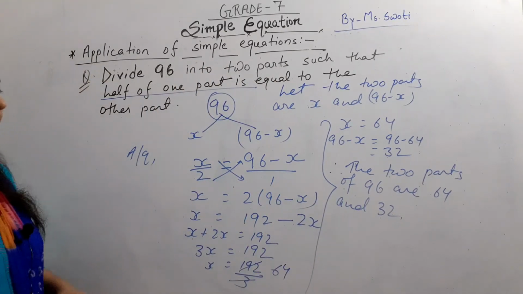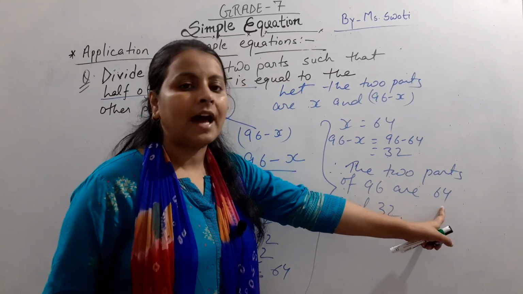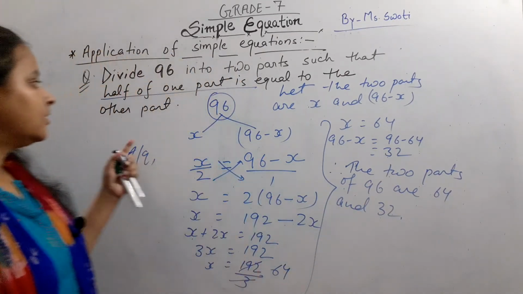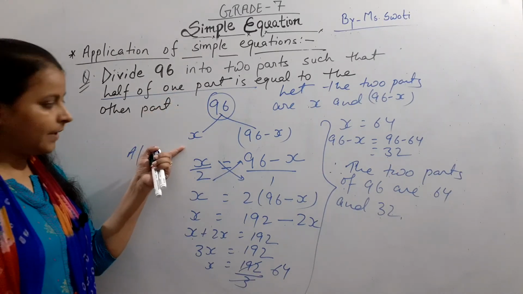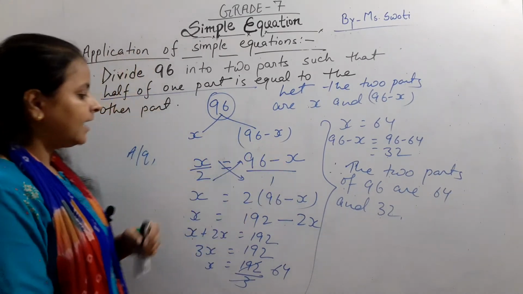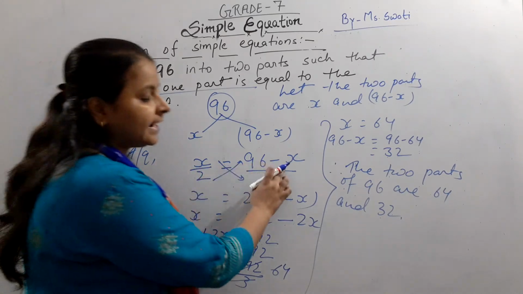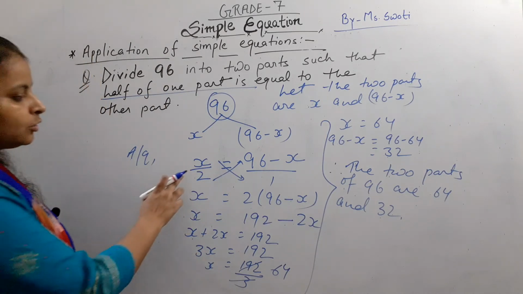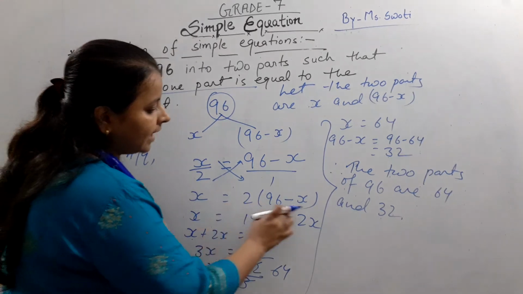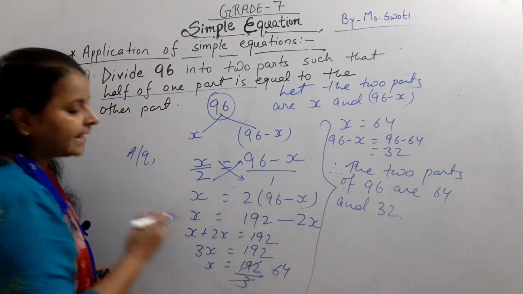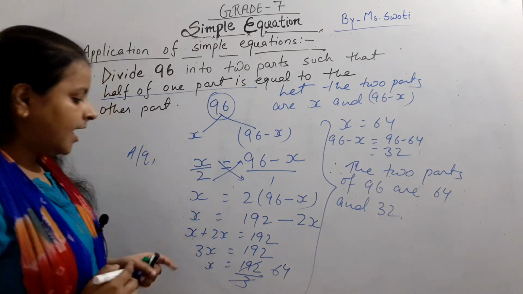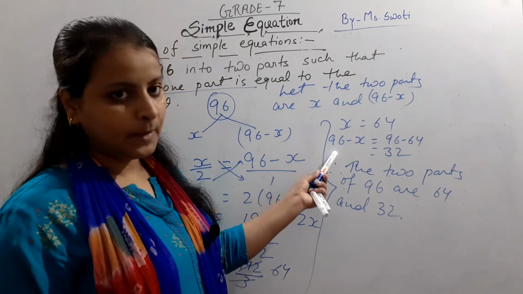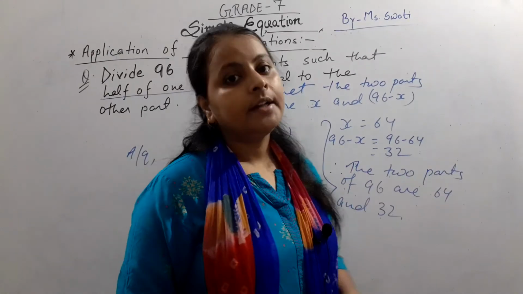Now we see here that half of the first part, 64, half of 64 we get 32, which is equal to the second part. So what we do here, first we suppose that the two parts are x and 96 minus x. Now half of the first part is equal to the second part, that is 96 minus x. Now we apply here cross multiplication method. So x becomes 2 into 96 minus x. Now we arrange the variable on one side and constant on the other side, and we get the value of x is equal to 64, and the value of other part, that is 96 minus x, is equal to 32.